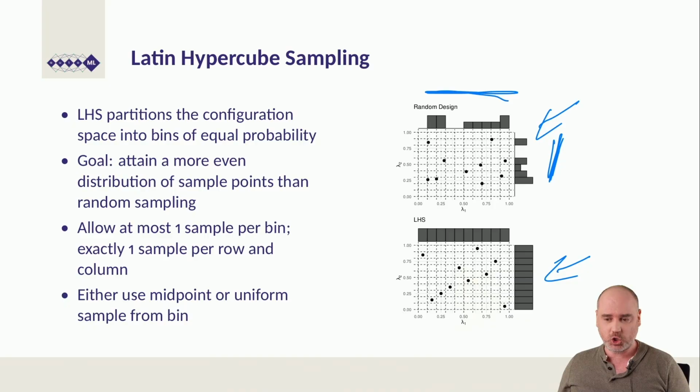You can see in each row and in each column, in each associated bin, we have exactly 1 sample, which gives rise to these perfectly uniform empirical marginal distributions. And how you place the points in these bins, you can do this either uniformly random inside of the bin, or you can just use the midpoint. So here for the LHS example, I've placed them exactly in the middle, as you can see.